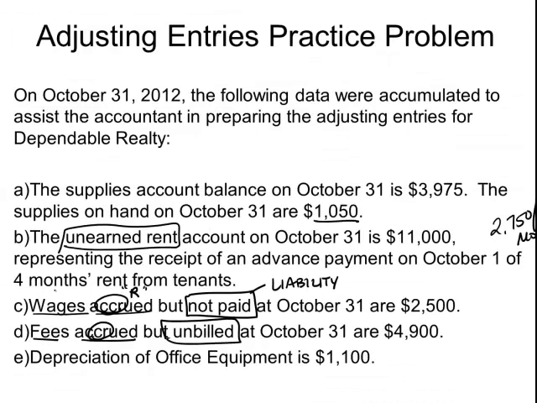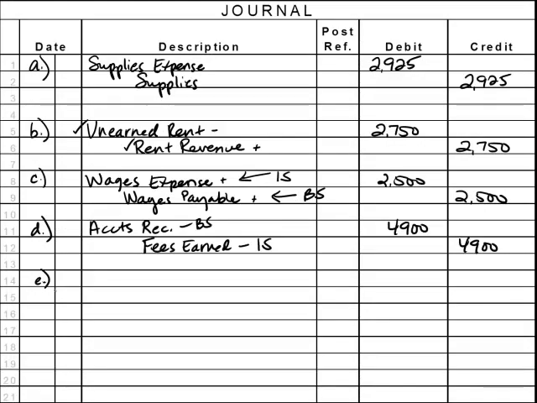And the last one is depreciation of office equipment, $1,100. Depreciation is the decrease in usefulness of an asset. We do this for all fixed assets. At the end of every period, we record depreciation and we put it into the contra asset account called accumulated depreciation. The entry for that is depreciation expense, a debit, and credit accumulated depreciation for $1,100.